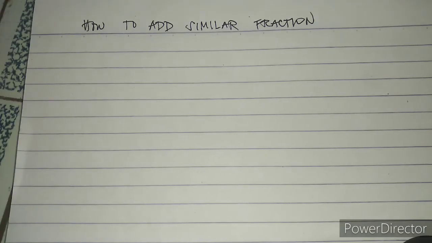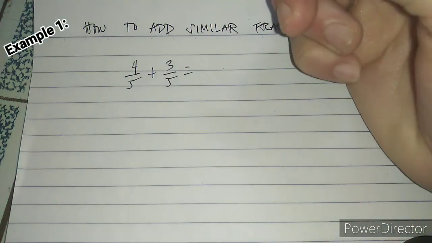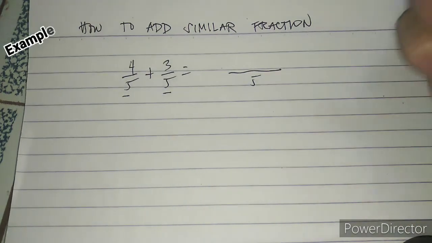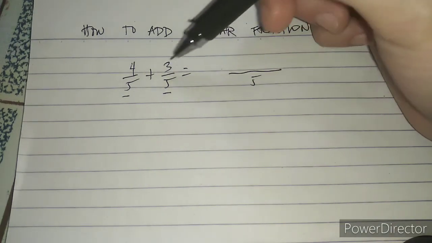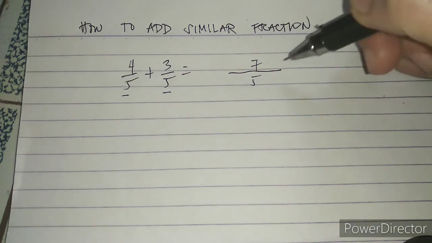So, how to add similar fractions? In addition of similar fractions, napakadali at napakabilis lang. For example, we have 4/5 plus 3/5. Since they both have the same denominator, which is 5, ang gagawin natin, ikakopy lang natin siya dito. And then, i-add lang natin tong numerator. 4 plus 3 equals 7. 7/5. Tanong, final answer na ba siya?